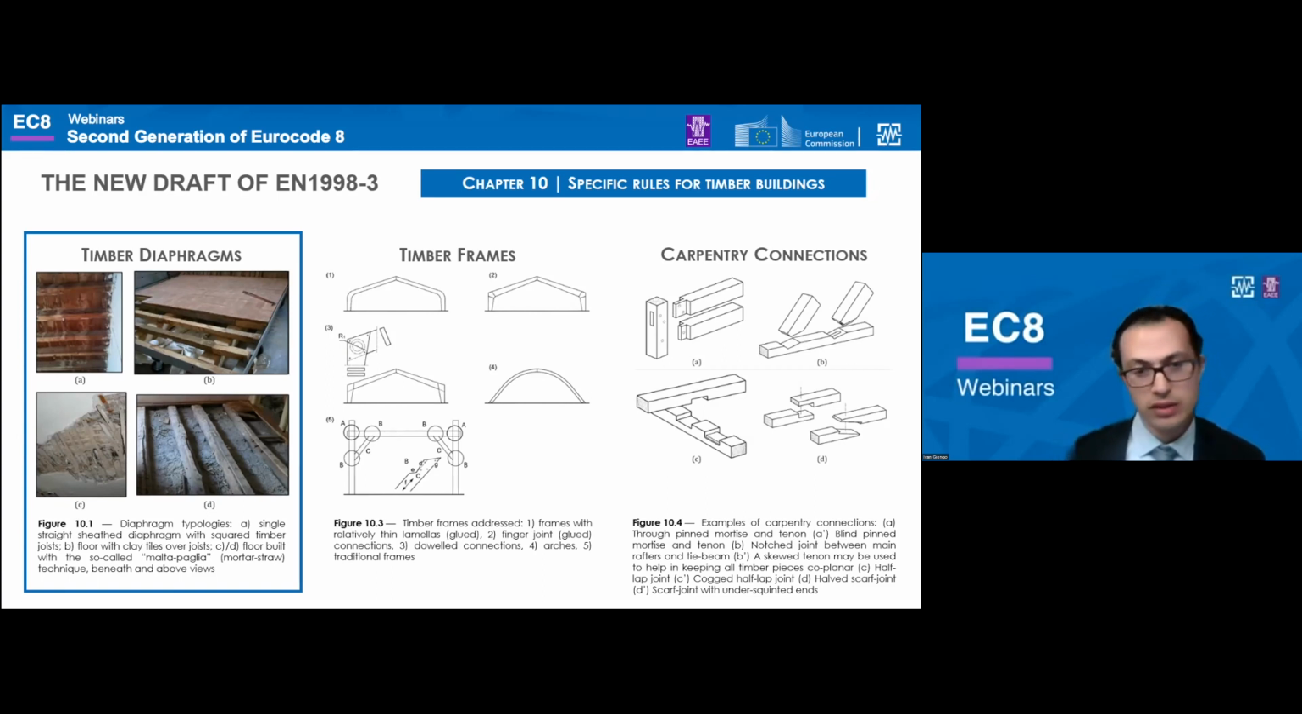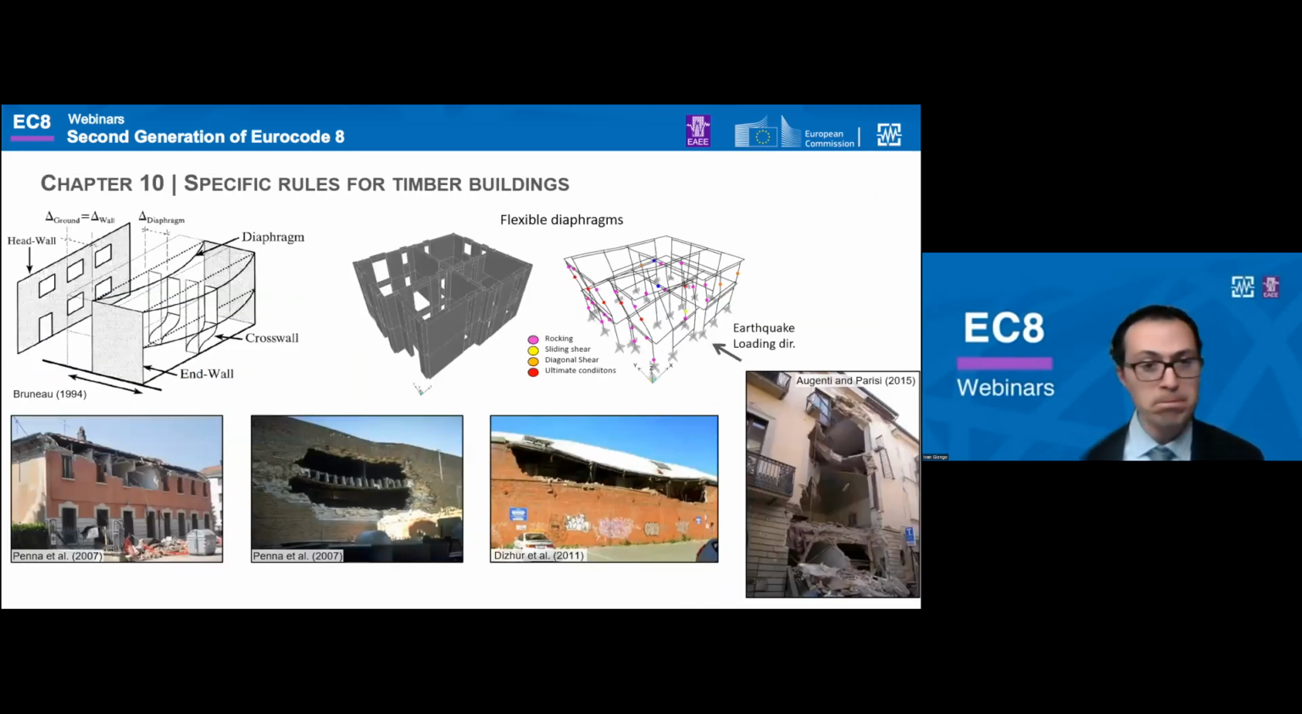In my presentation, I will try to present the new provisions as well as give some background information as much as possible. Aside from the time constraint, a good reason for talking in detail about diaphragms is that they play a major role in determining the seismic performance of existing masonry buildings, which constitute the majority of the building stock in those EU countries where the seismic hazard is the most relevant.